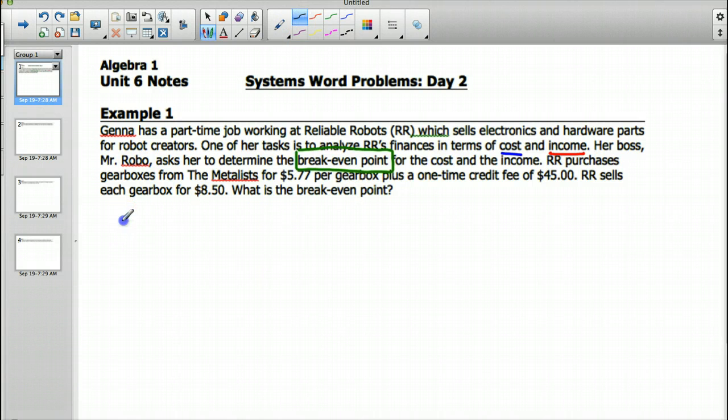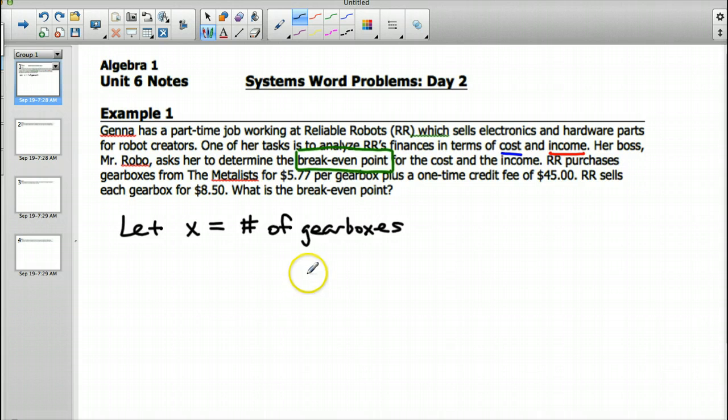Okay, so for this problem, we're trying to find how many gearboxes Jenna needs to sell in order to break even. So that's what I'm going to let X be equal to. X is going to be the number of gearboxes, the number of things she needs to sell. If she sells too few, she's not going to make any money. If she sells more than the break-even point, obviously she's going to make a profit. So that's the goal, but we want to find how many she needs to sell to break exactly even.